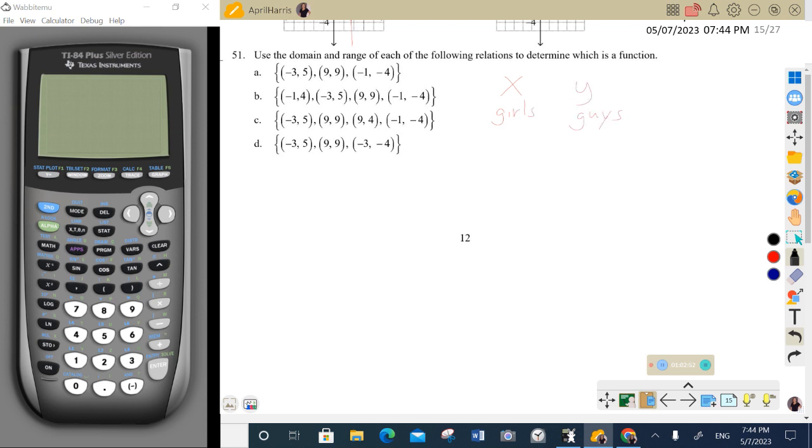Remember the double standard. If a girl has more than one guy, Merry Christmas. That's not functional. If a guy has more than one girl, it's still a function in our society. I'm not saying I approve of the message.